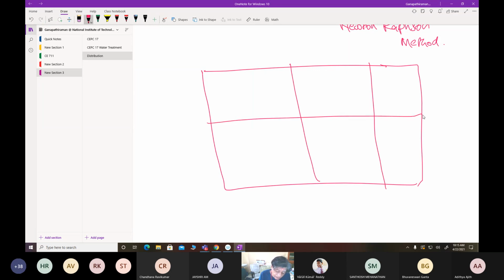Okay, let me put it as this is 1 kilometer length, this is 1 kilometer, and so on, each 1 kilometer. What is the length of the pipe? 3 kilometer by 2 kilometer, 3 plus 2, 5, 10 kilometers is the pipe. Then you have got crosses in between like that.